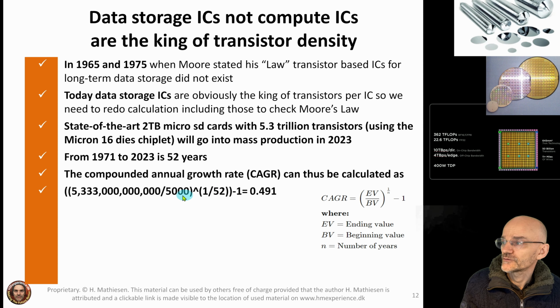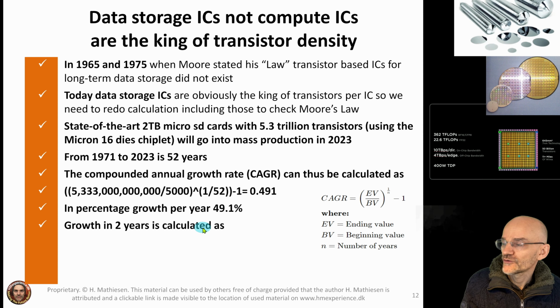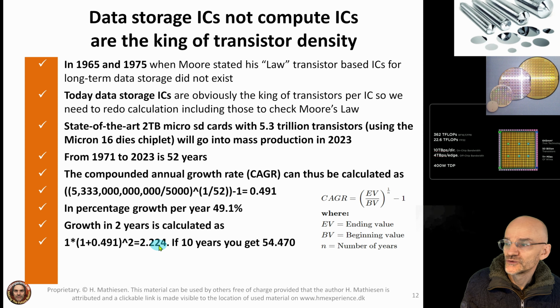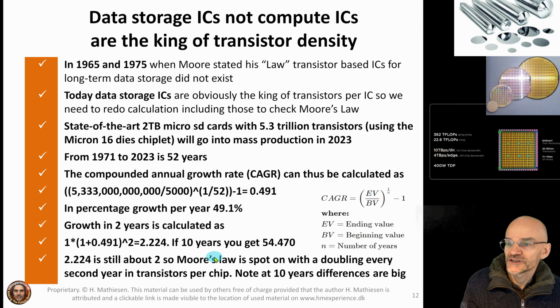Redo it using the same formula as previously, this one, and we get 50%. So there's an annual growth rate of 50%. Now, if you can remember, when we did it previously, we got a 40% growth rate. So now it has increased just 10 points to 50%. And if we calculate the 2 years growth, then it's actually 2.224. That's still spot on with Moore's law. Now it's a little more than 2. Before it was a little less. As far as I remember, it was 1.9 or something. Now it's 2.22.